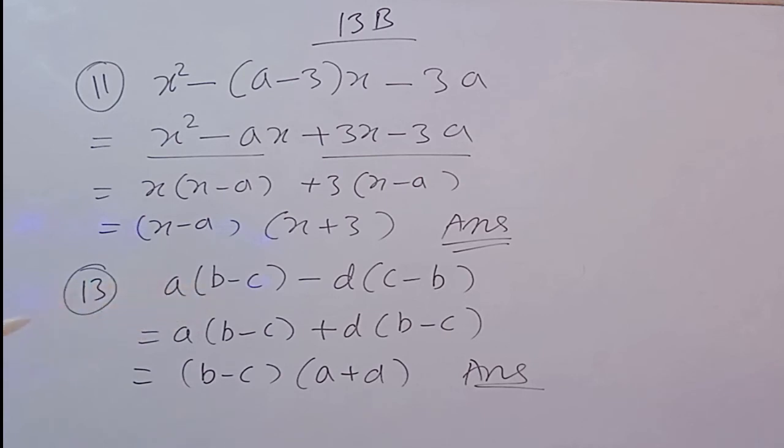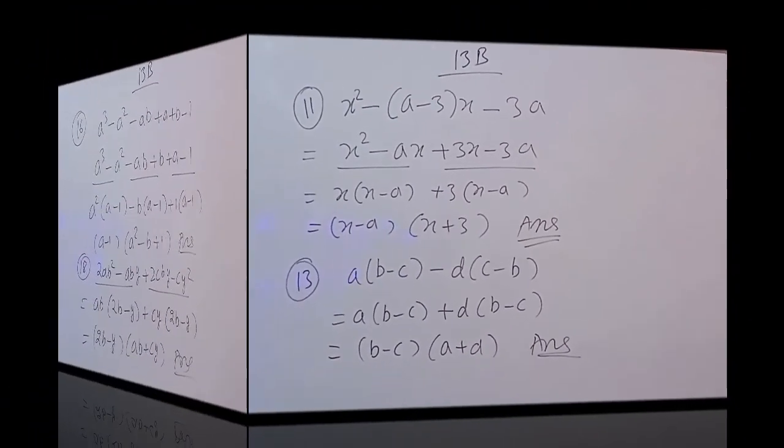So now we are having the two terms a, b minus c plus d, b minus c. So whenever we see the two terms, b minus c is common in both. So b minus c taken common, and inside the second bracket we are getting a plus d. So in that manner you can do question number 11 and 13.